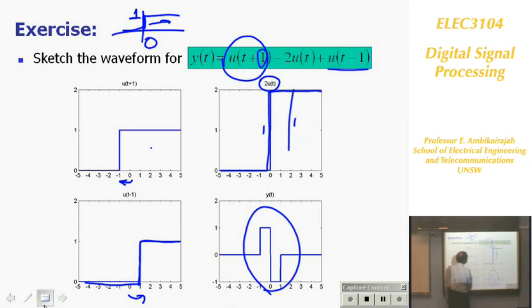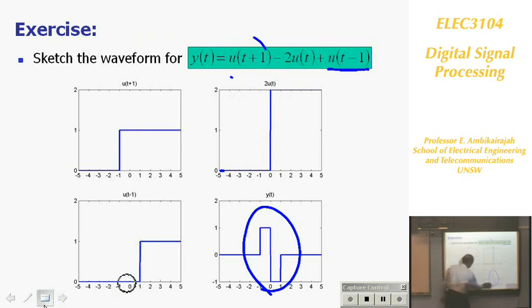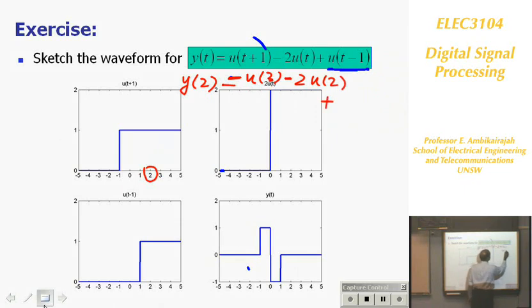Let me rub this out for a second, so you get a full idea of what we are trying to do. You understood how to do the shifting. Now let's rub it out and go through a one-value iteration and see how it works. Let me take a value at 2. I want to know y(2). What is y(2) equal to? You're going to put 2: u(3) minus 2u(2) plus u(2 minus 1).